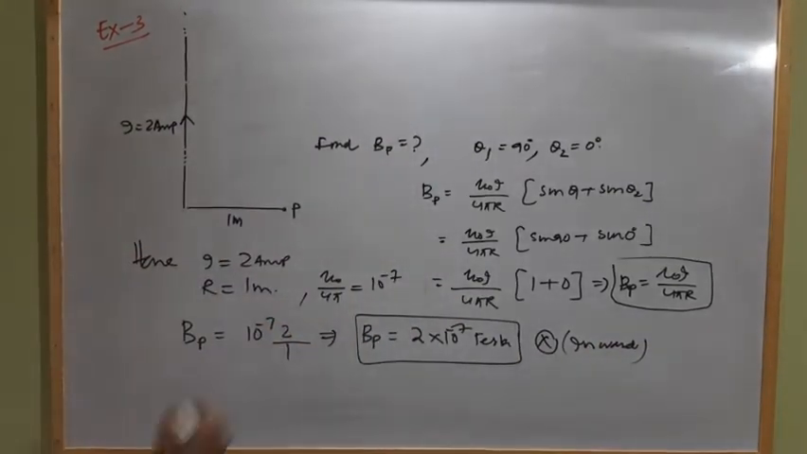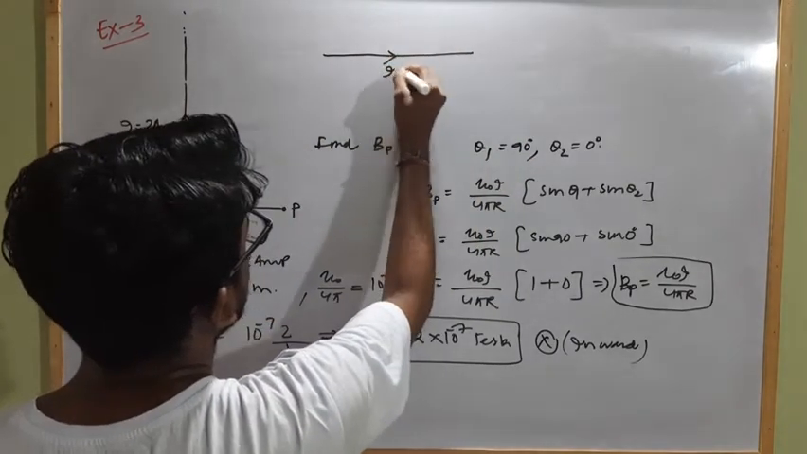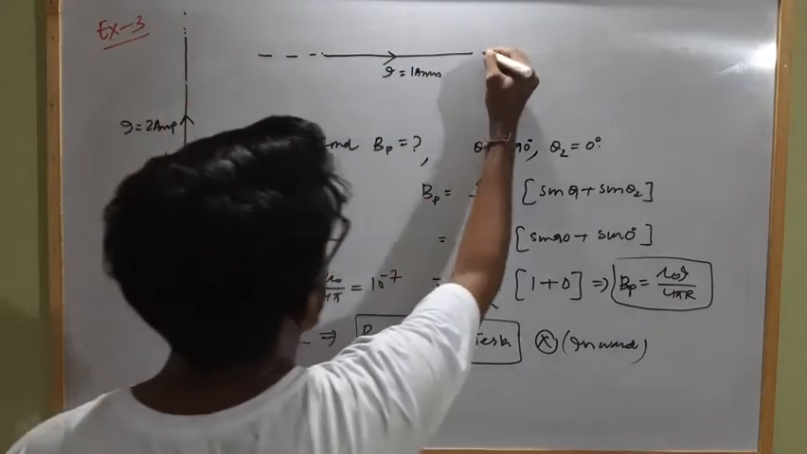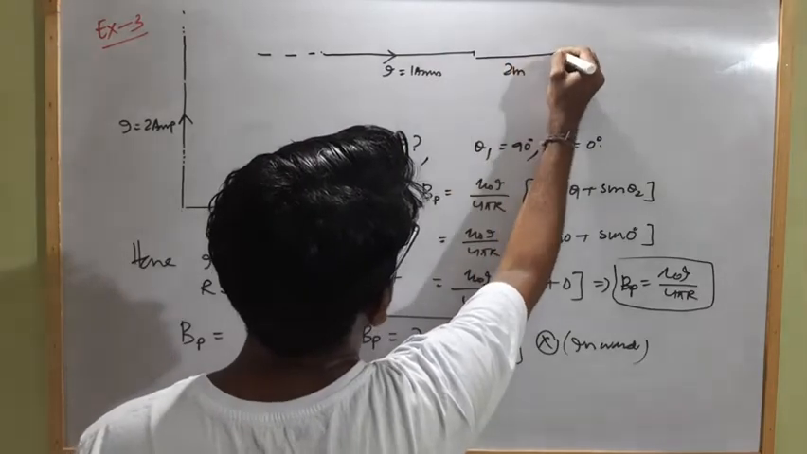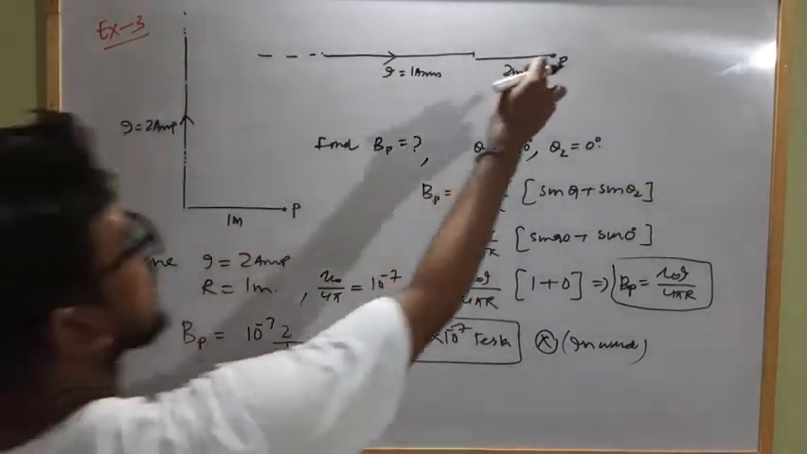Clear? If same thing, here is a current carrying conductor carrying current I equal to 1 ampere, which is infinite, and from this end at a distance 2 meter, here is a point of observation P. Then what will be the value of magnetic field strength at P?